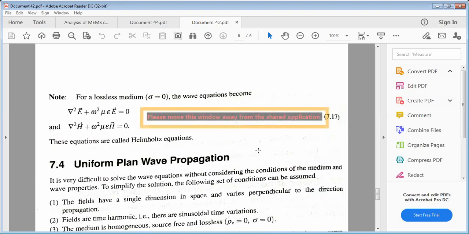Helmholtz equations. Are you clear how to represent the phasor form notation of the wave equations for a lossless medium? Next, uniform plane wave equations. Uniform plane wave propagation.